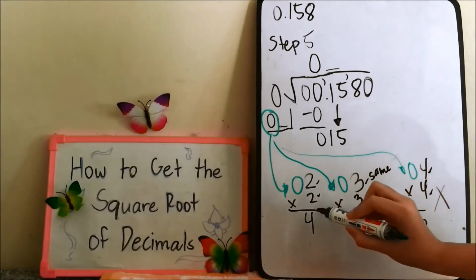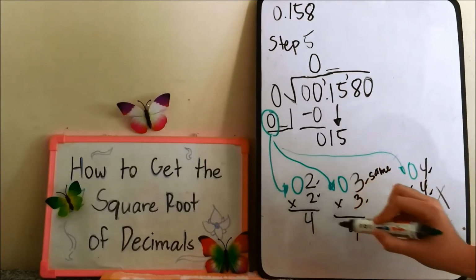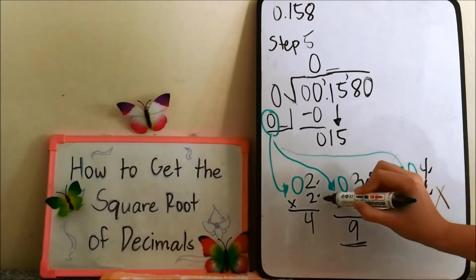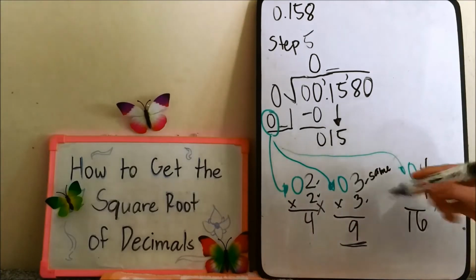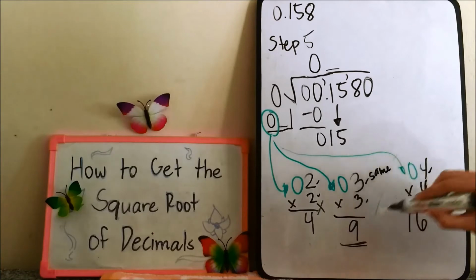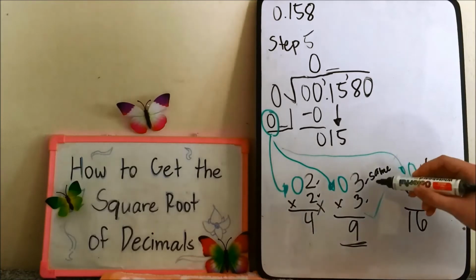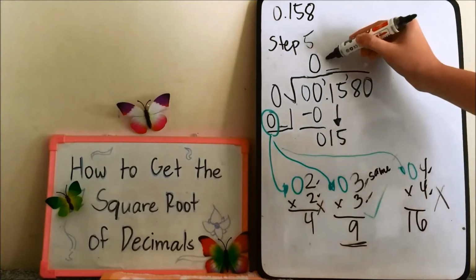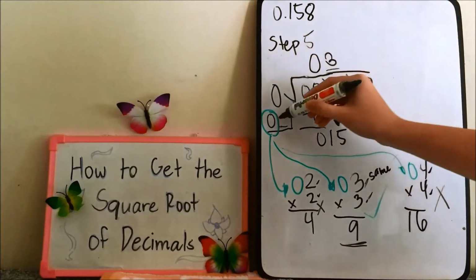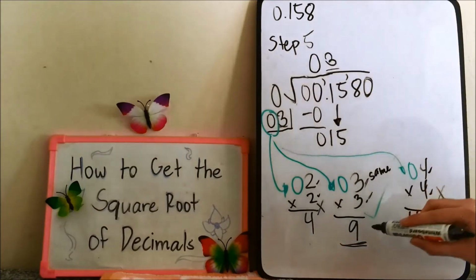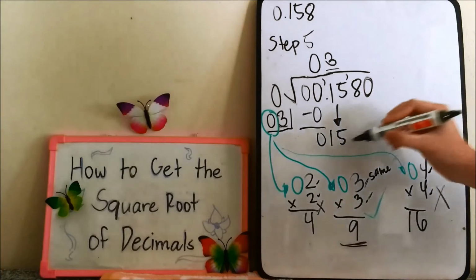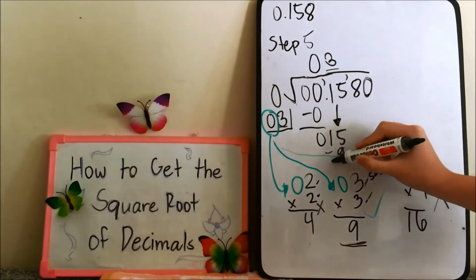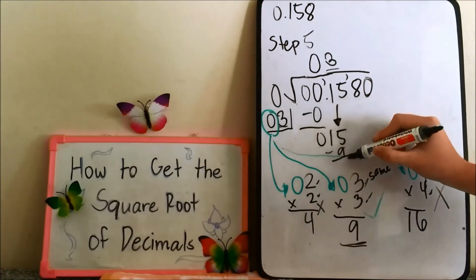And since 4 gives a product higher than 15, then this cannot be it. So our highest possible product is 9. So now we put 3 over here. They are our missing numbers. And then we will subtract the highest possible product from 15. So 15 minus 9 is equal to 6.